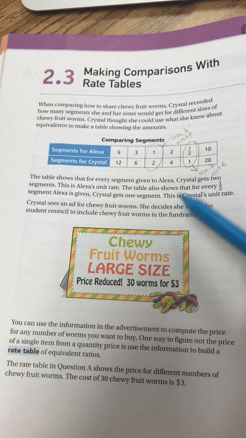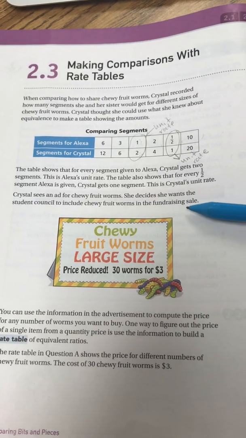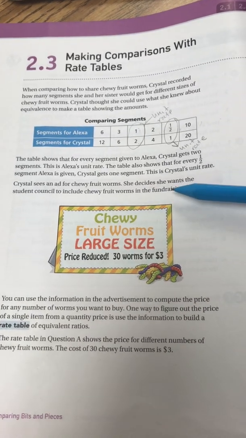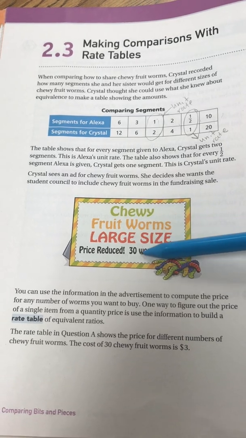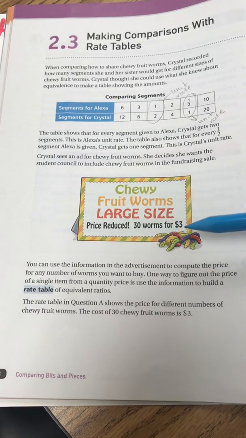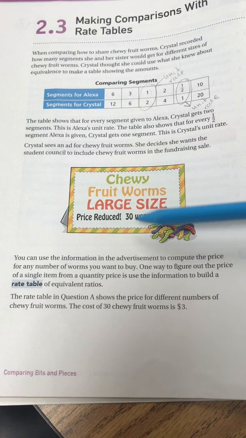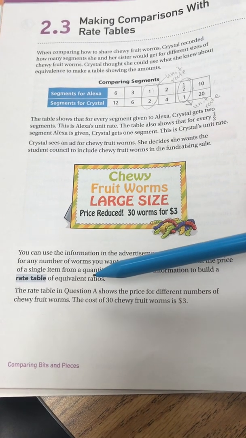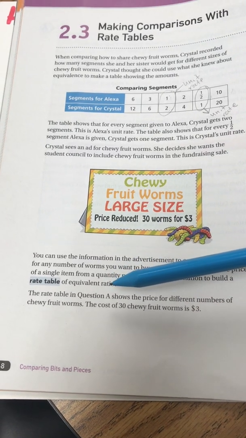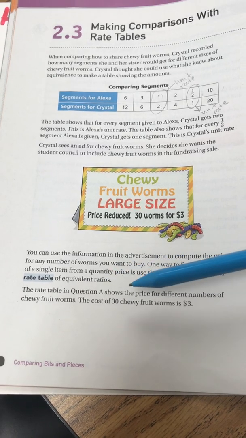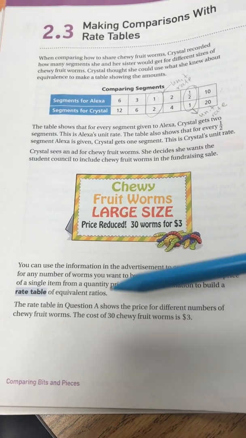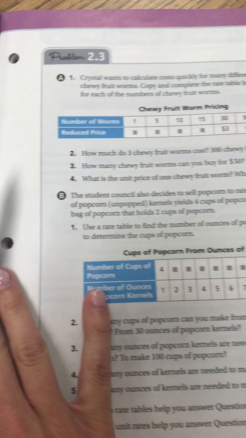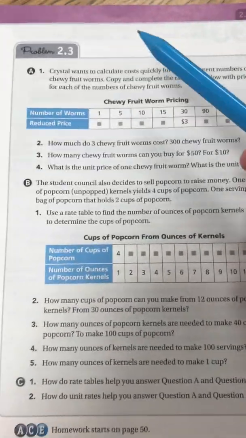Crystal sees an ad for the chewy fruit worm. She decides she wants the student council to include chewy fruit worms in her fundraising sale. So here's the ad, and you can see that there are 30 worms for $3. We're going to use all of this information in a rate table, and you can just copy the table down that's in your book. I'll show you. We're going to start with question A, and you're going to do all the problems on this page as well.